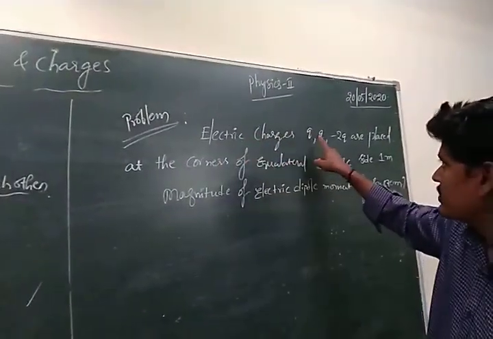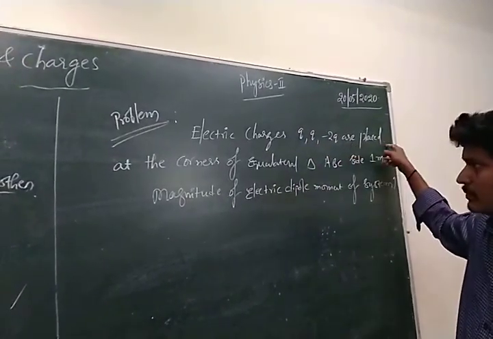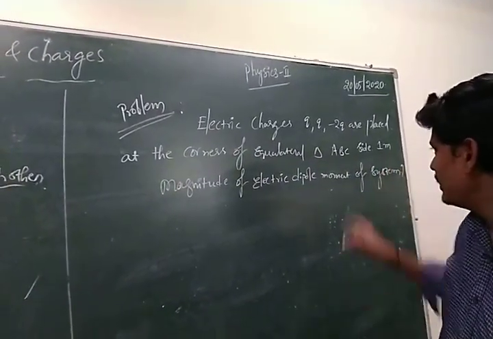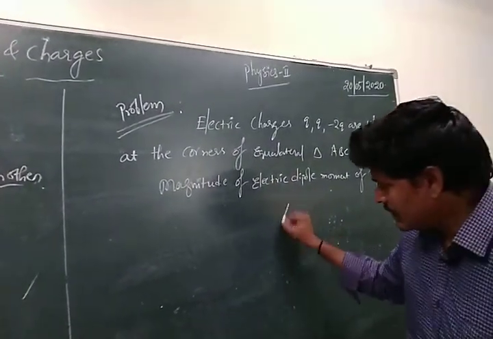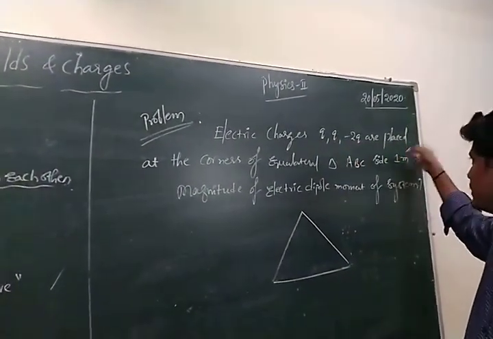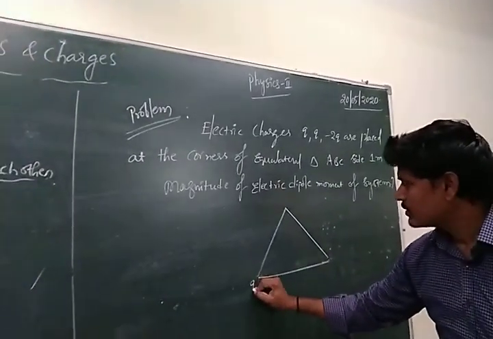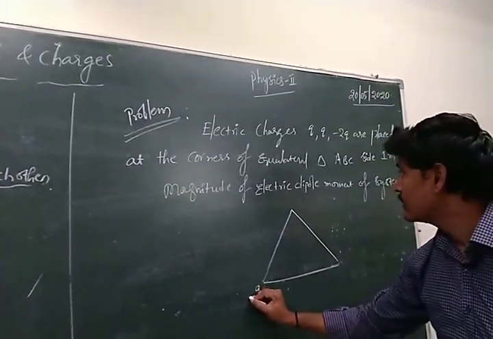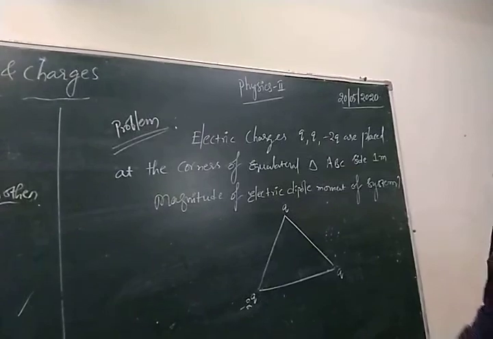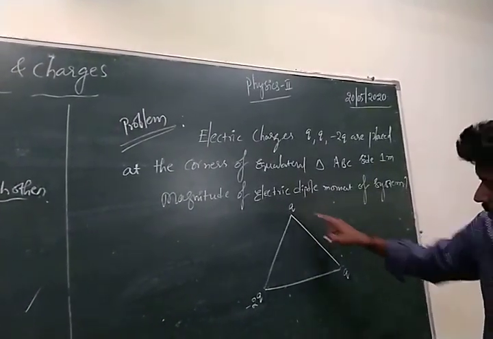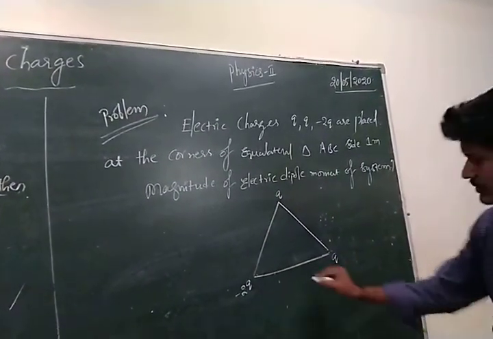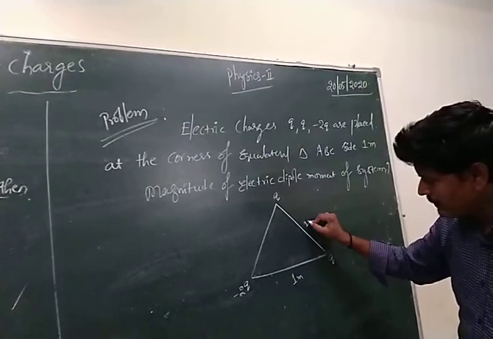Here electric charges Q, Q and minus 2Q are placed at the corners of an equilateral triangle ABC, with side 1 meter. This is an equilateral triangle, so 3 charges are kept at these 3 corners. This is Q. Next, minus 2Q, Q and Q. So 3 charges are kept at these 3 corners of this equilateral triangle. Side is 1 meter. You can keep anywhere.